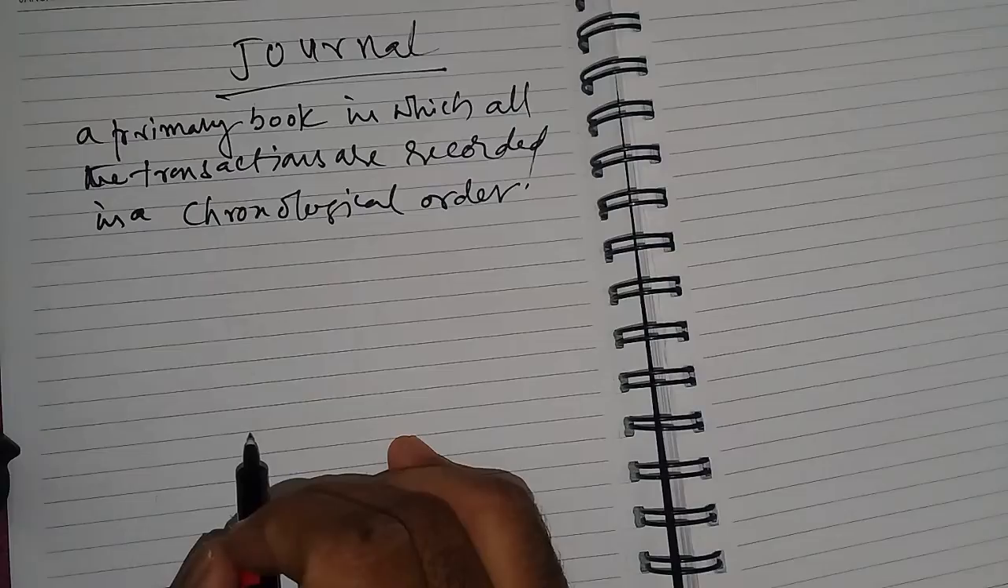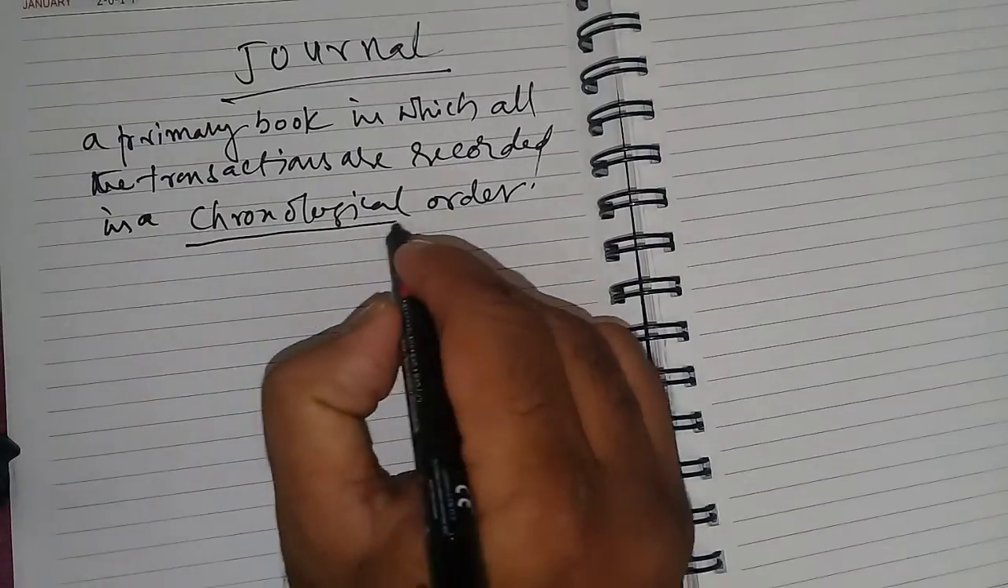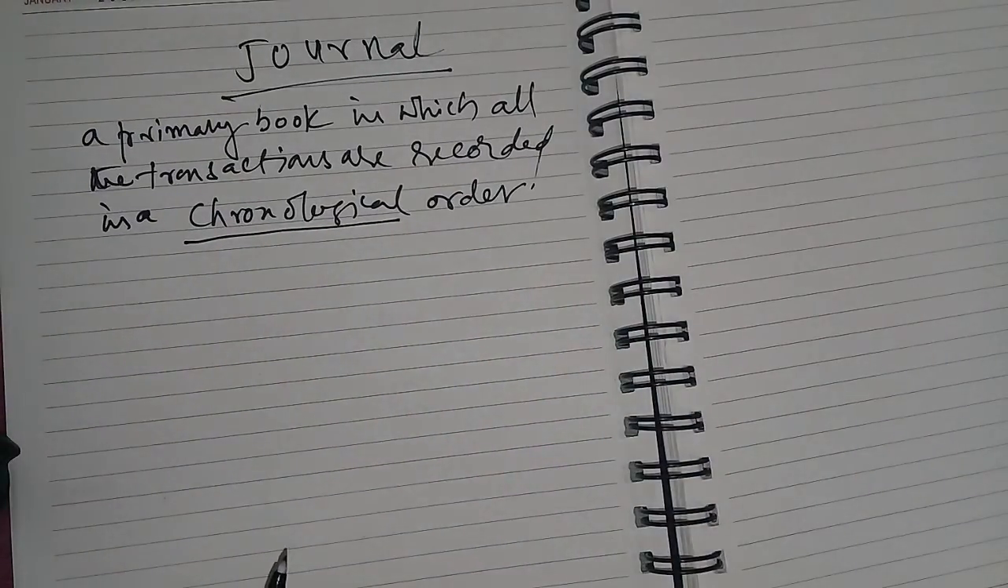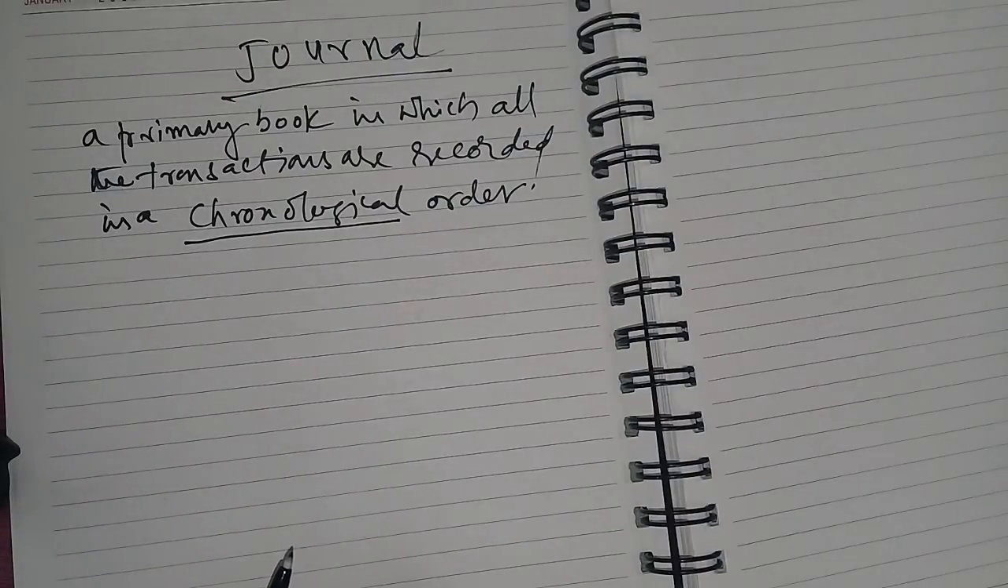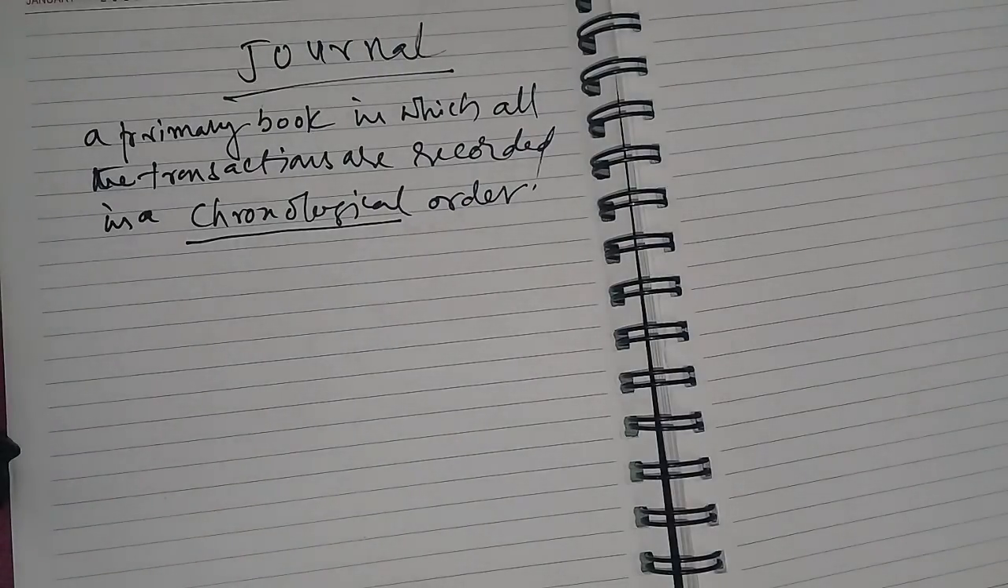What do you mean by chronological order here? Recording of all the transactions is fine. But here, what do you mean by this chronological order? Chronological order here refers to as and when the transaction takes place, it will be recorded in the books of account without any delay. That refers to chronological order, in a sequential order without any delay, by keeping all the transactions as and when they take place in a sequential order. That is called as chronological order.